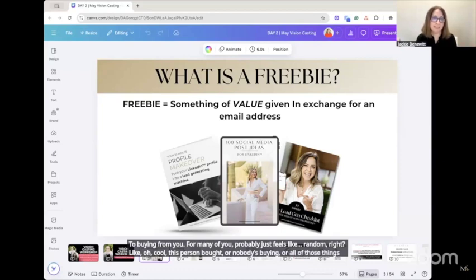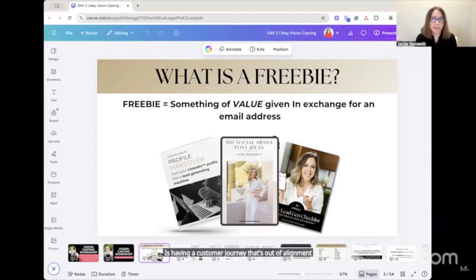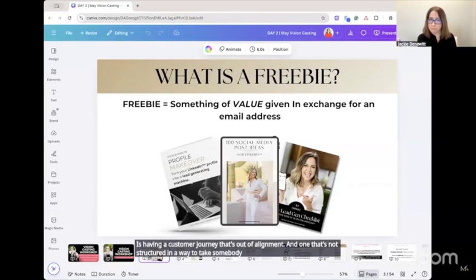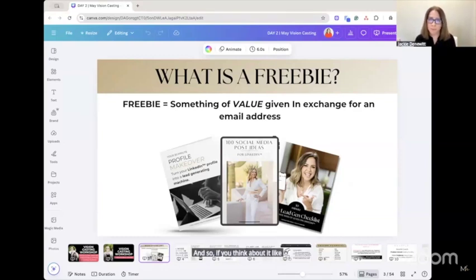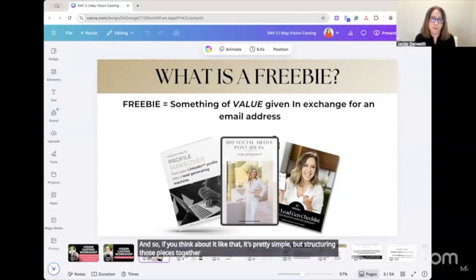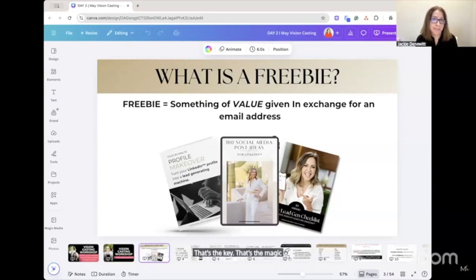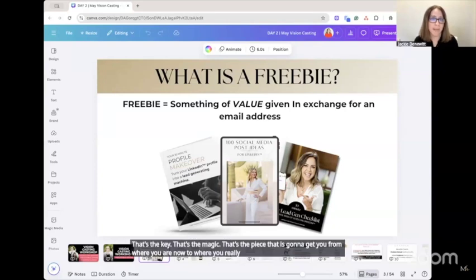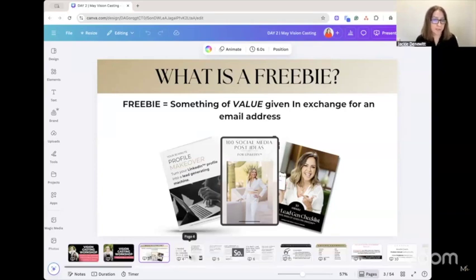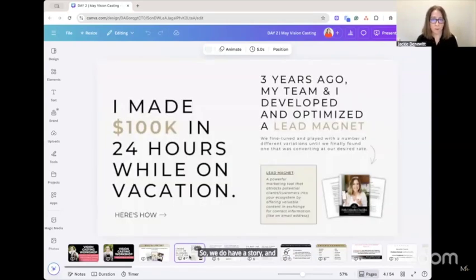And that is just having a customer journey that's out of alignment, and one that's not structured in a way to take somebody from the beginning to the end. And so if you think about it like that, it's pretty simple, but structuring those pieces together, and when it begins with this freebie today, that's the key. That's the magic. That's the piece that is going to get you from where you are now to where you really want to be.